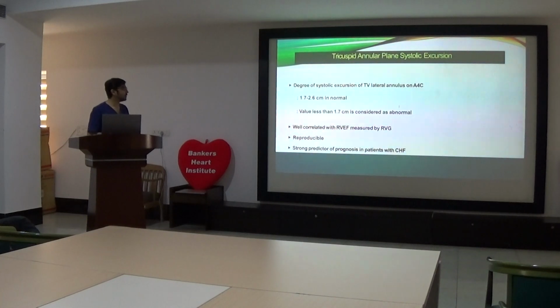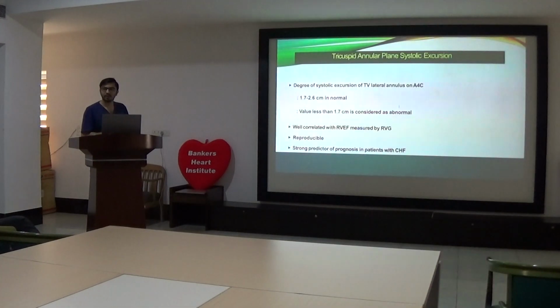This is the degree of systolic excursion at the tricuspid valve lateral annulus in the apical 4 chamber view. In the apical 4 chamber view, you have to put the cursor at the tricuspid annulus level, lateral part, and see the graph. The cutoff is 1.7. Less than 1.7 is abnormal. It correlates well with RVEF measured by RV strain, is a reproducible method, and is a strong predictor in patients with heart failure.